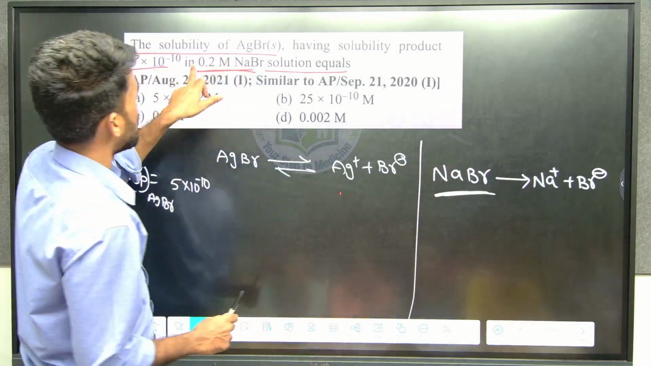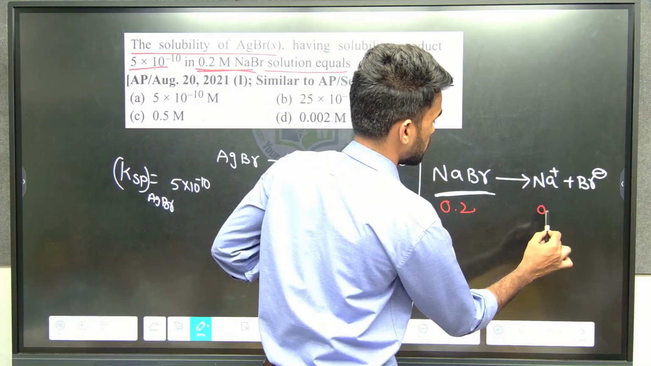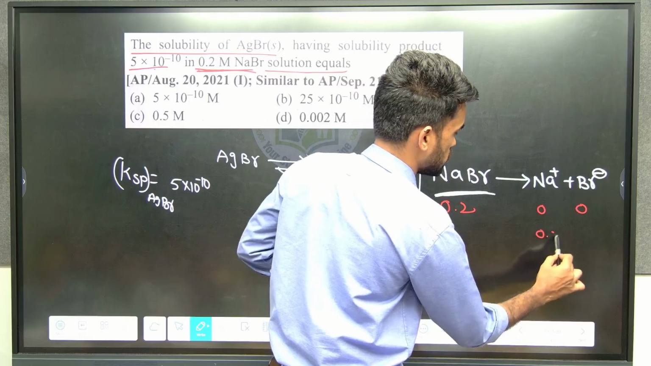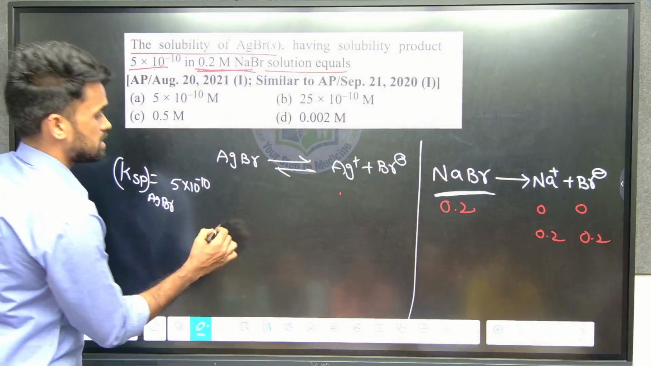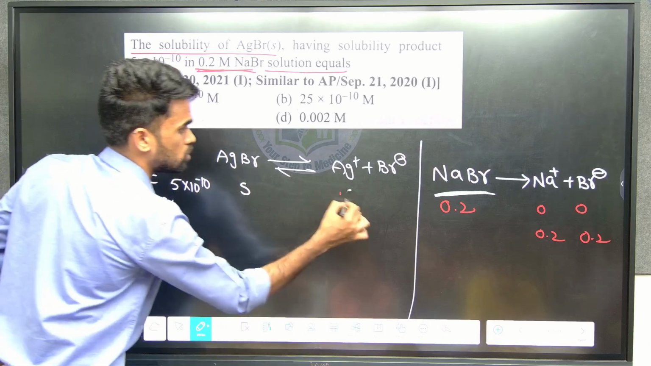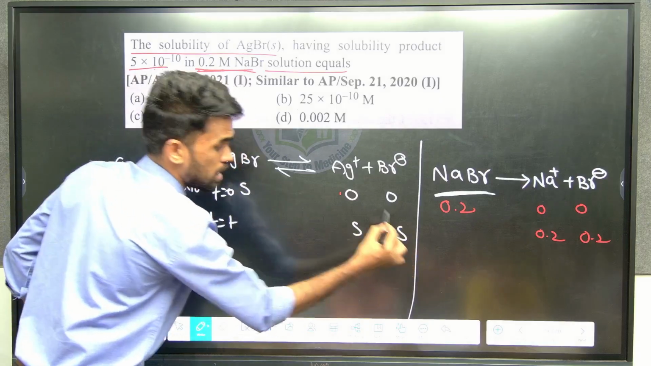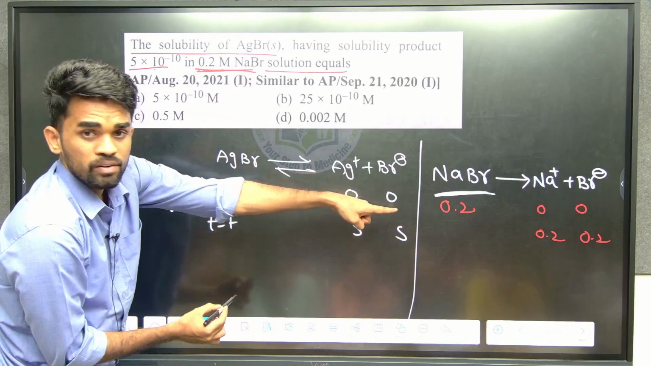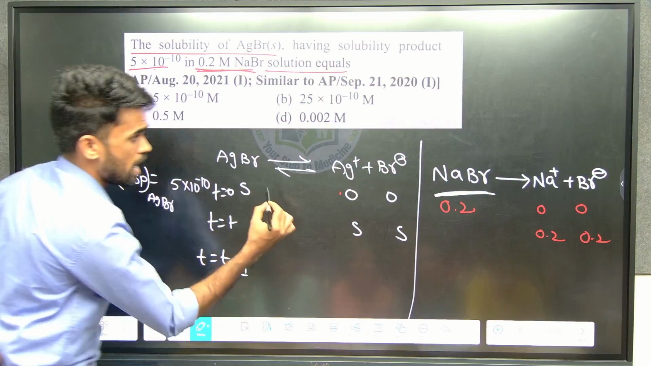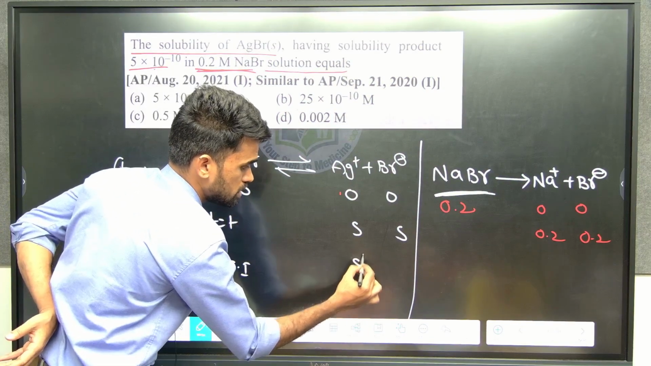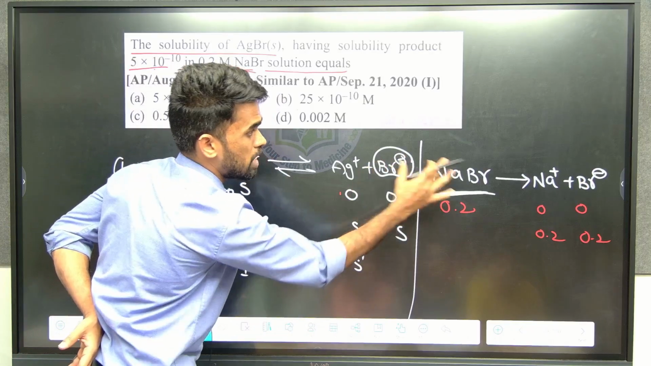So now what is the concentration of NaBr? 0.2. This is 0 initially, but after dissociation 0.2 because it is a strong electrolyte. Now let us say KSP, how should I write it now? I should write S00 initially. After some time t, this will be S, this will also be S. But here we have the presence of a common ion. So when there is a common ion, S as it is I am writing, but just to make a difference I am writing S dash. What is the total concentration of Br minus we have in the solution?